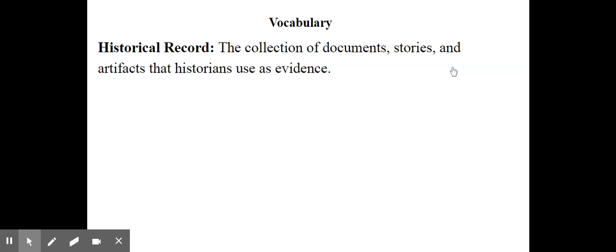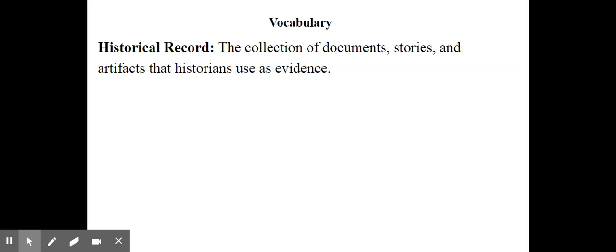The first vocabulary word is historical record. The historical record is the collection of documents, stories, and artifacts that historians use as evidence. What is another word for evidence? Good. And what two kinds of sources make up the historical record?